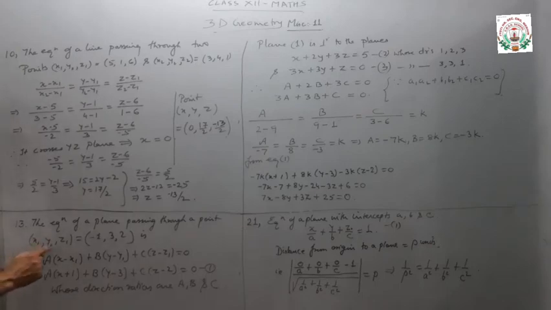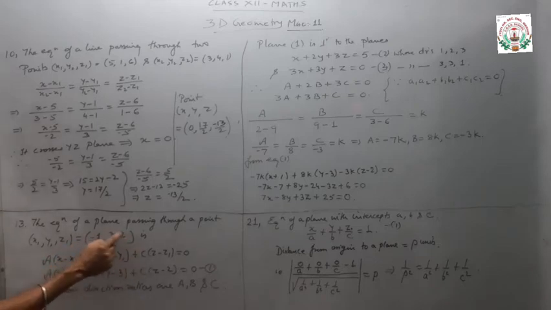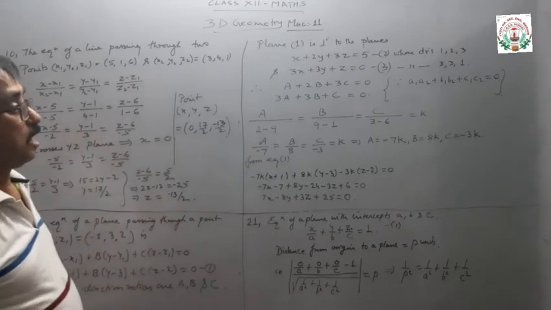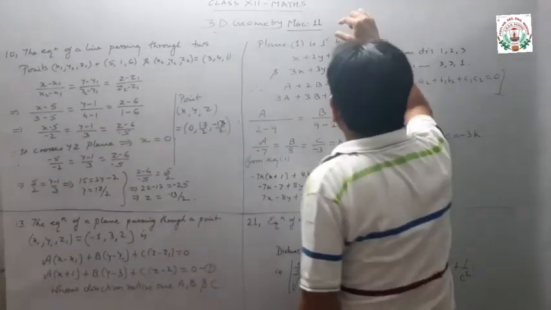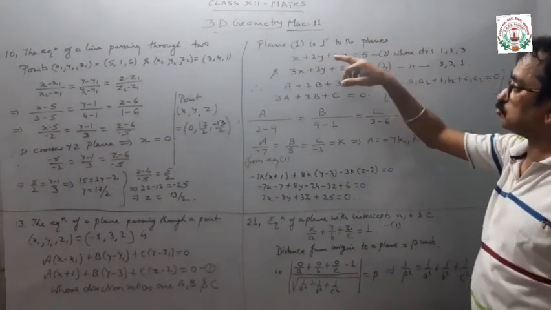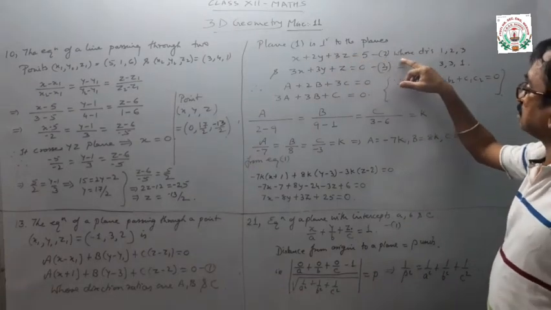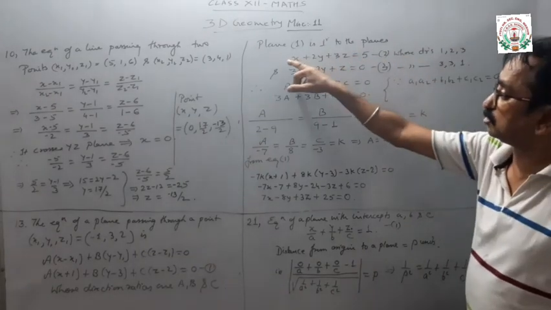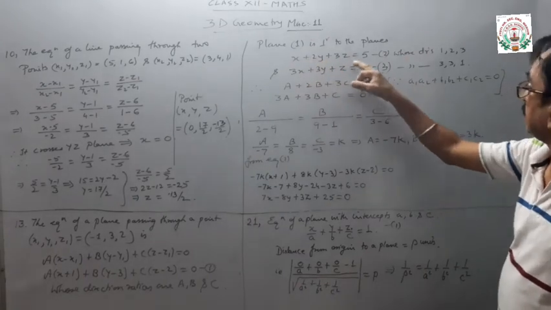Here the point x1, y1, z1 is given in the question as -1, 3, 2, we replace it: a into x plus 1 plus b into y minus 3 plus c into z minus 2 equal to 0, and the direction ratios of this plane is a, b and c. And plane 1 is now perpendicular to the two given planes. x plus 2y plus 3z equals to 5, whose direction ratios are the coefficients of x, y and z, that is 1, 2 and 3.